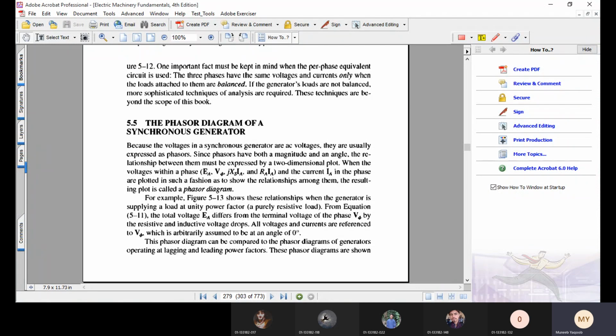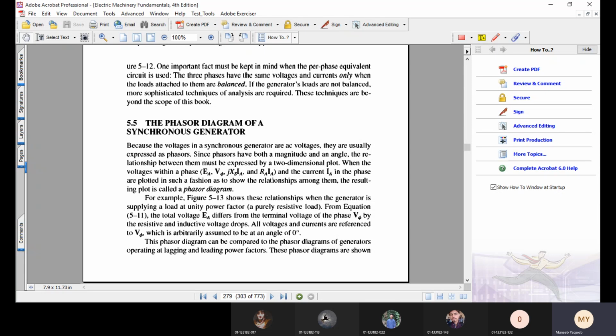Assalamu alaikum. Today on 7th January 2021, I'm starting lecture number 1 for week number 14, and the topics that we will cover in this lecture are the phasor diagrams of synchronous generators, the calculations of equivalent model parameters, and the conditions for parallel operation of synchronous generators.